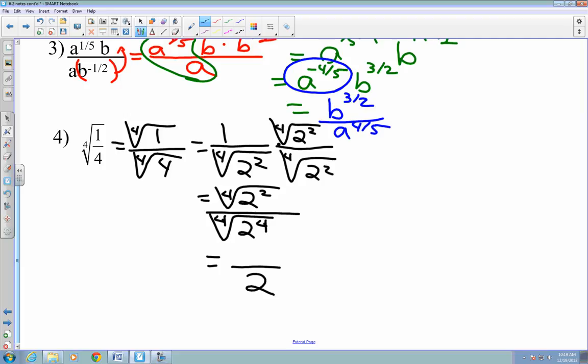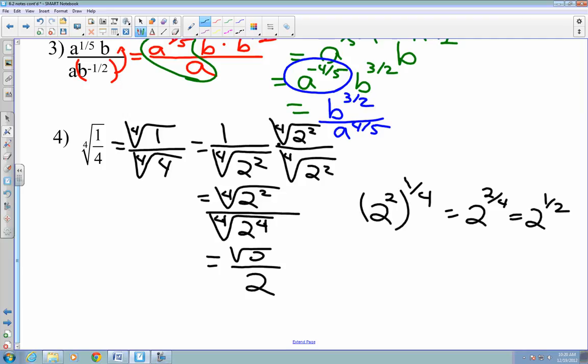Now, this thing on the top, I'm going to work on the side here for a minute. I'm going to rewrite this with fractional exponents so you can see what I'm going to do here. This is 2 squared to the 1/4. When I take 2 times 1/4, I get 2 to the 2/4 power, which is 2 to the 1/2. 1/2 means the square root. So this is the square root of 2 over 2.